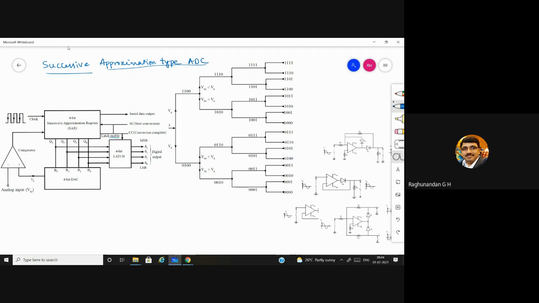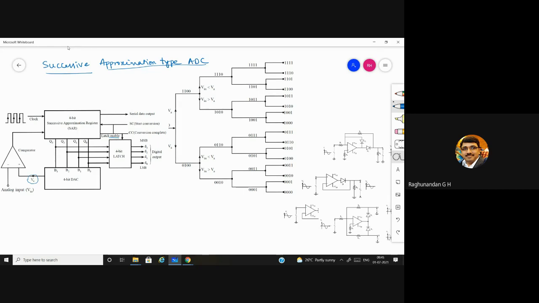So for that purpose, we are again converting that digital signals which are generated by the SAR back to analog signal, and we are going to give it to the comparator in the form of VA. So this is the previous signal value we are having, and this is the present signal value we are having.